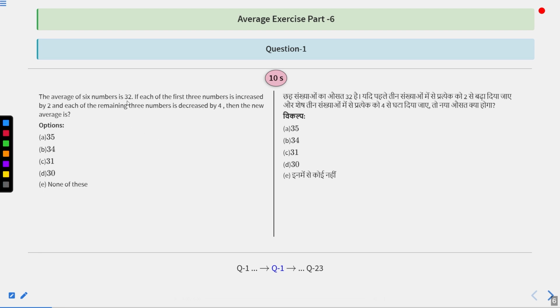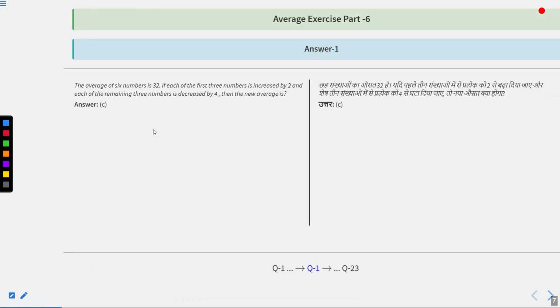The average of 6 numbers is 32. If each of the first 3 numbers is increased by 2 and each of the remaining 3 numbers is decreased by 4, then the new average is? You have 5 options and 10 seconds to analyze the question. Your time starts now. Now time's up. Let's see the solution.